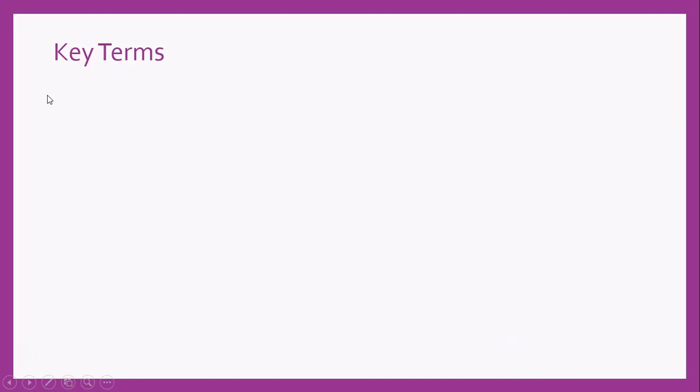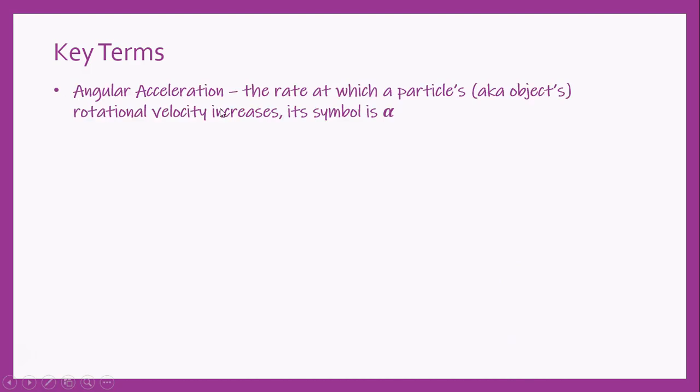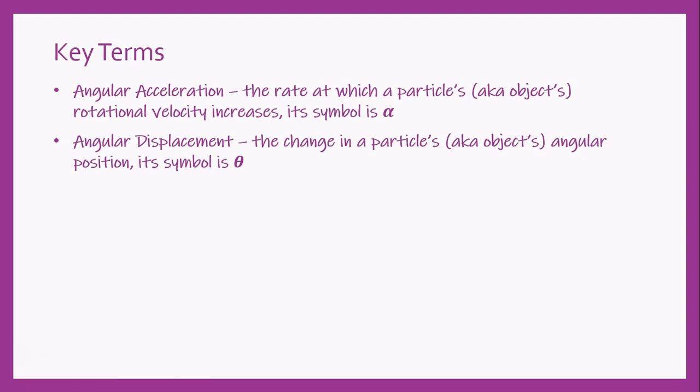First, the key terms. Angular acceleration. This is the rate at which a particle's rotational velocity changes. Its symbol is the Greek letter alpha. So we can see angular acceleration is similar to translational acceleration in that it's the rate at which a velocity changes.